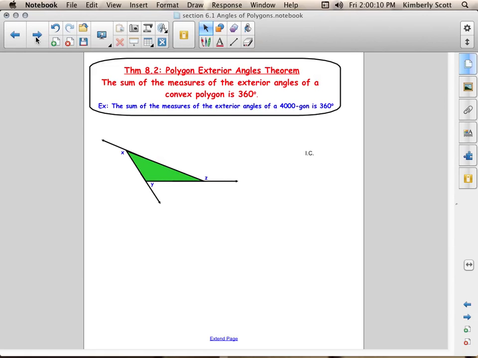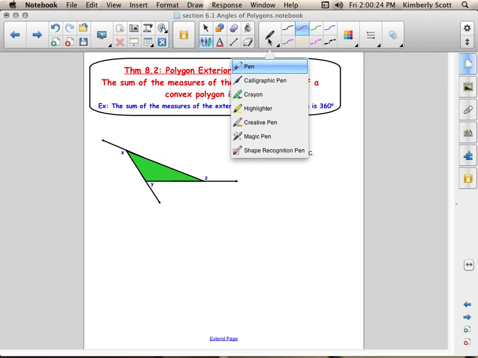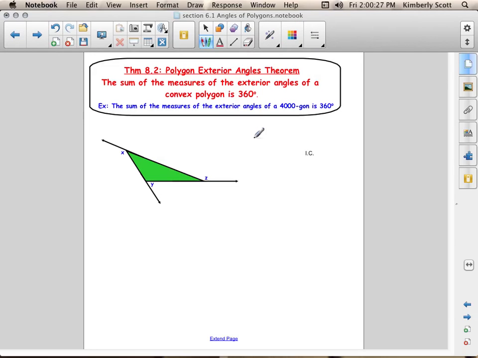The sum of the measures of the exterior angles of a convex polygon is 360. This one's even easier. First of all, let's review what an exterior angle is. An exterior angle of a polygon is what happens when we extend the line of any side past the vertex. See, the vertex is right here. If I extend this past, then I create 2 different angles. One of them is always 180 degrees. That's not the exterior angle that we're talking about. The other one that's not 180 degrees, that's the one we care about.